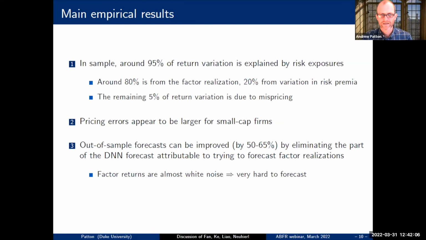Pricing errors appear to be larger for small cap firms and large cap firms. This is not too surprising. And what I thought was very interesting, and this Jianqing mentioned at the very end, is that the out-of-sample R squareds can be improved by up to 50 to 65%. So they're coming from a baseline of about 1 to 2%. So this is another 50 to 65% of that, by not trying to estimate the realization, not trying to predict the factor. And that makes perfect sense. Factor returns are basically white noise, so they're very hard to forecast. So better off just pretending they're zero and forecasting the stuff that you can potentially model.